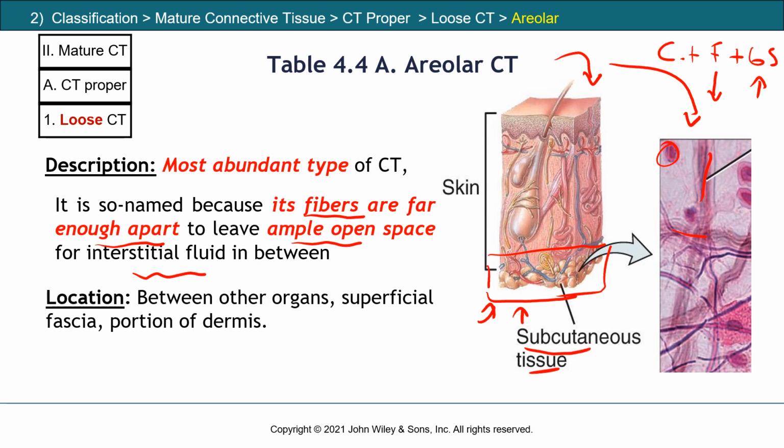I also told you that the location is between organs, also the muscle, the superficial fascia, and as I show you here in the schematic portion of the dermis. And in addition to working as glue, binding skin and muscles, it's very important for nutrition of some tissues and also to avoid friction between different organs.